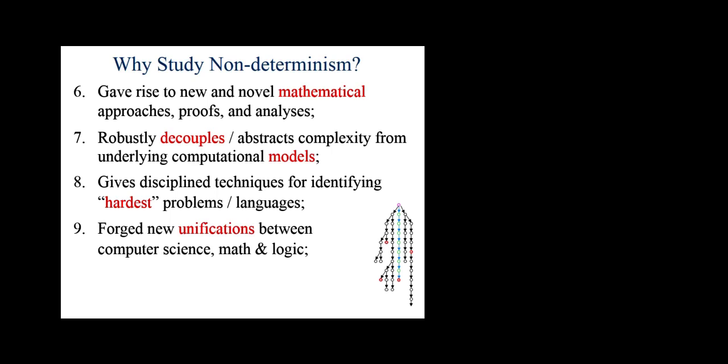And it forged whole new unifications between multiple fields, including math and logic and computer science and programming and software engineering and algorithmic studies. And of course, it's also interesting and fun. Never underestimate that reason. So that's the top 10 reasons for studying non-determinism and why it's interesting, useful, powerful, and very empowering, a very leveraged kind of topic and giant sub-area. Multiple people have gotten Turing Awards for studying this area and still do.